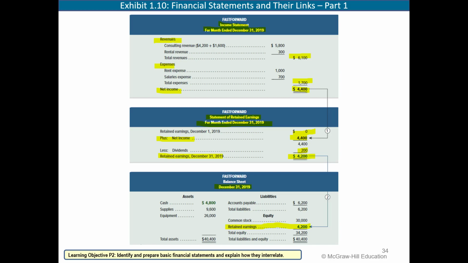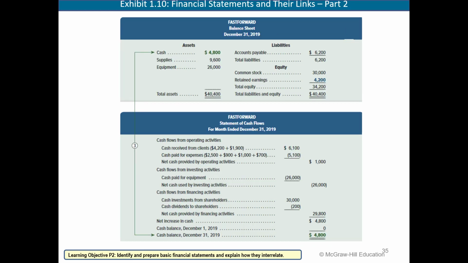Notice that the balance sheet is a snapshot on the day we prepare it. It includes our ending balances for assets, liabilities, and equity. And again, the retained earnings ending balance is brought forward from the statement of retained earnings. Now, one very important thing is the total assets will equal the total liabilities and equity. Notice that our ending cash balance is $4,800. So you'll see that on the statement of cash flows.